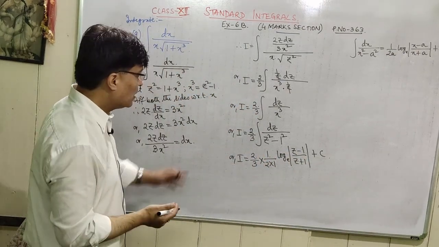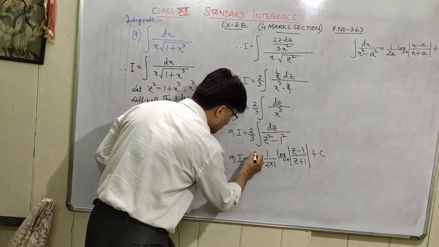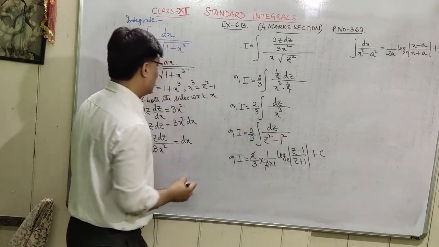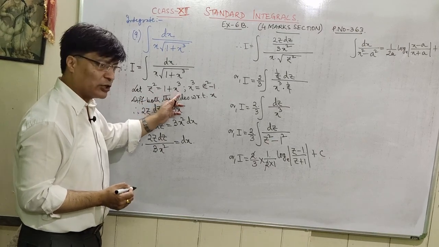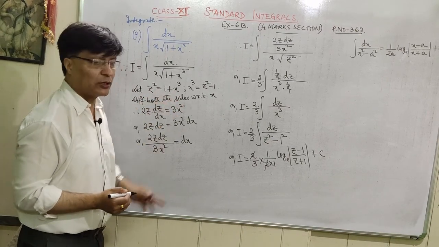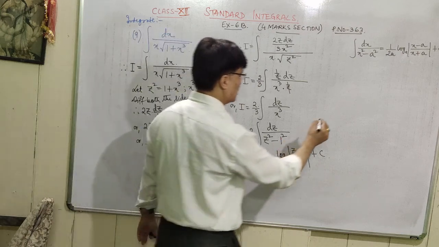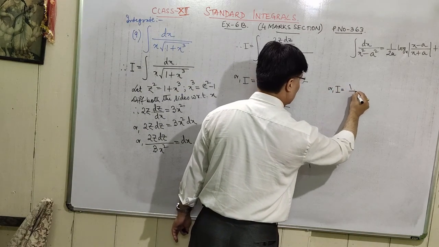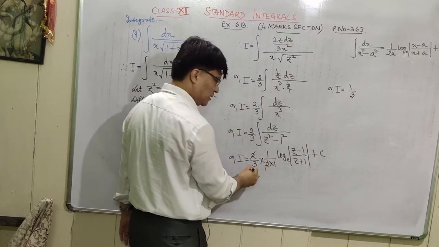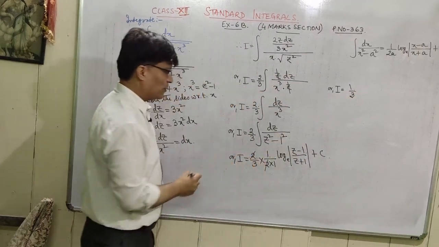Okay. Now in this case you can cancel these two. Put the value for z. What is the value for z in this case? z square is equal to 1 plus x cube. So what is the value for z? It is root under 1 plus x cube. Let us write it here now. Or the final answer is I is equal to 1 upon 3, right? This is 1 upon 3.